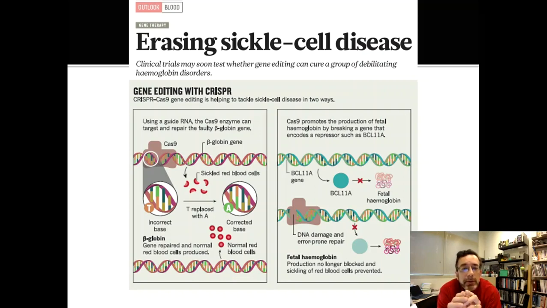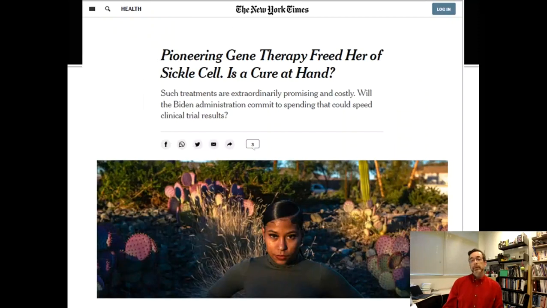I just want you to notice that you can edit the beta globin gene, or maybe you can edit the fetal hemoglobin gene. That's what they have on the right here. So if you can edit genes to maybe remove the repressor so that you don't have your fetal hemoglobin turned off, you can flip that switch on that way. So there's a lot of levels to talk about here.